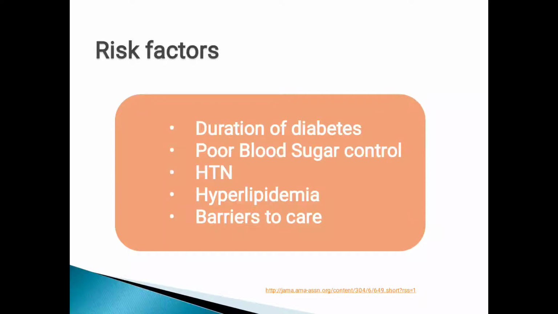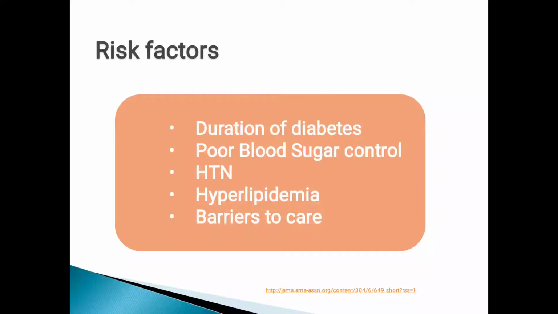Diabetic retinopathy doesn't occur in all patients with diabetes. There are certain risk factors which make the onset of diabetic retinopathy rapid and make it more severe. What are these risk factors? Duration of diabetes: as the duration increases, the risk of retinopathy increases. Then poor blood sugar control, which is very important, especially in Indian settings, and presence of comorbidities like hypertension or hyperlipidemia.